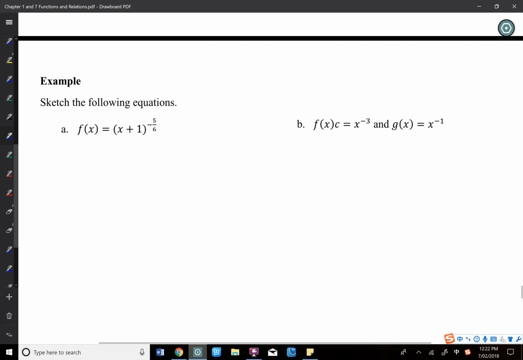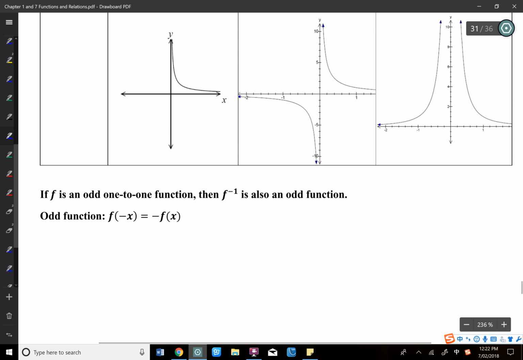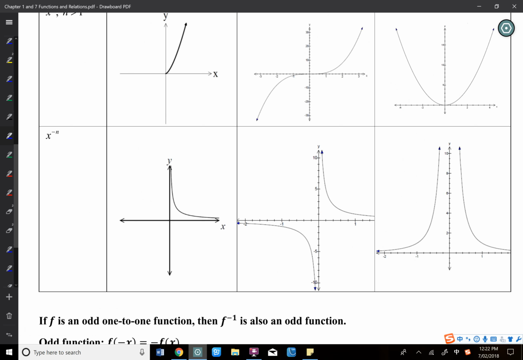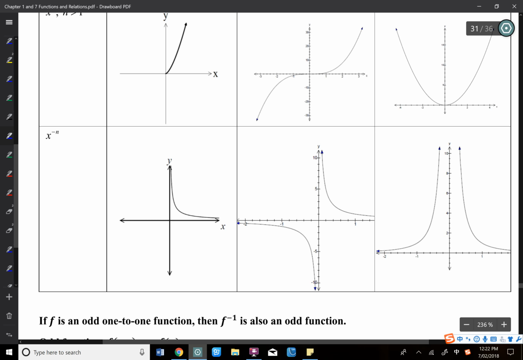Let's go back to the previous page and think about the negative power. Do you remember what negative power means? 1 over x to the positive. Yeah, 1 over x to the positive power. So for example, we have x to the power of n. What we will have is 1 over x to the power of n.